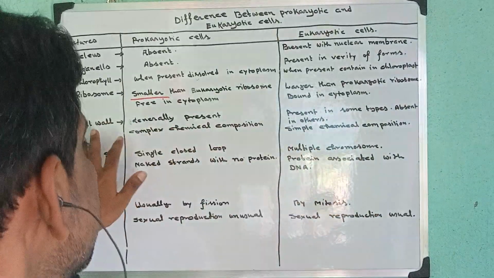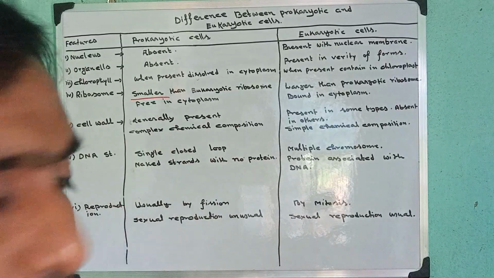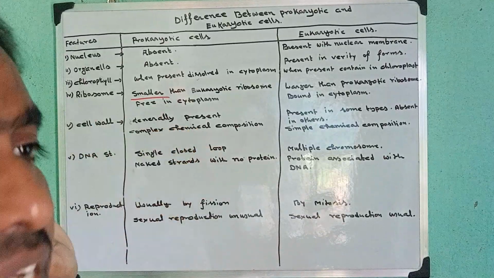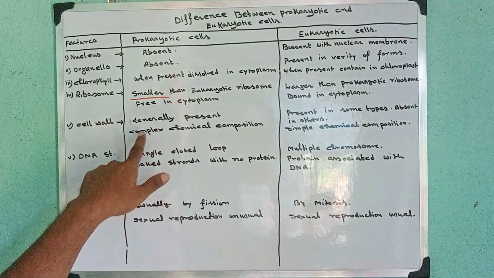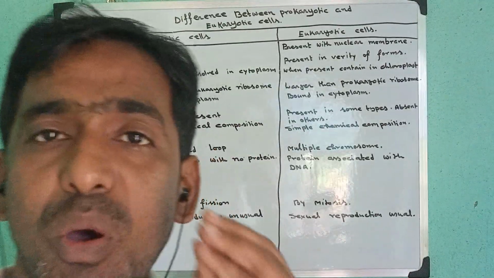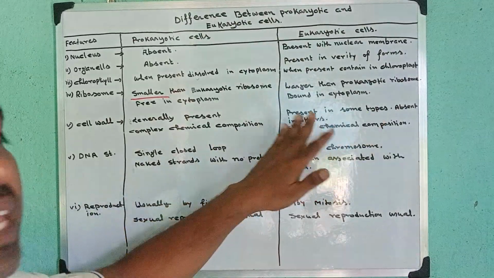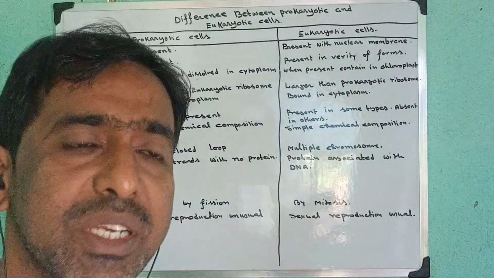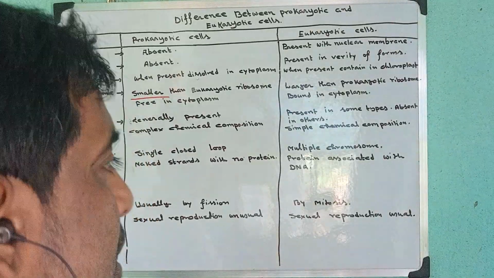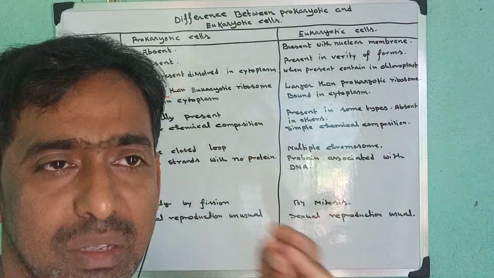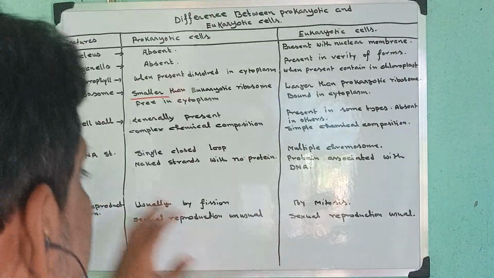Okay, another feature is the cell wall. The cell wall is another important difference between the prokaryotic and eukaryotic cell. The cell wall is generally present in the prokaryotic cell, and it is formed by a complex chemical composition. But in the eukaryotic cell, it is present in some types and absent in others. We all know the cell wall is one of the main features of the plant cell. Its chemical composition is very simple, but in the prokaryotic cell it is complex. Okay, next, the DNA structure.